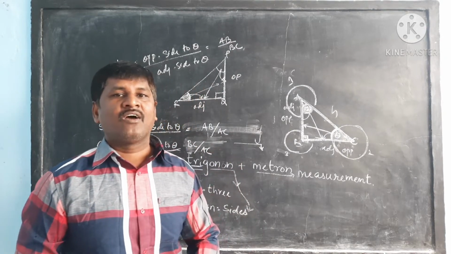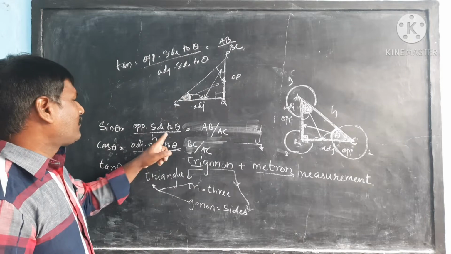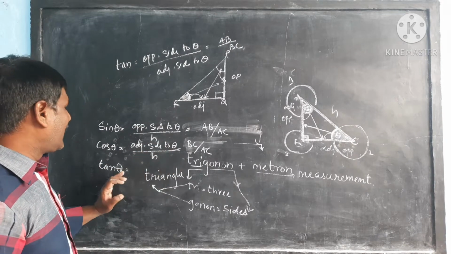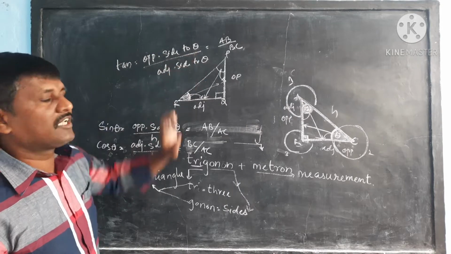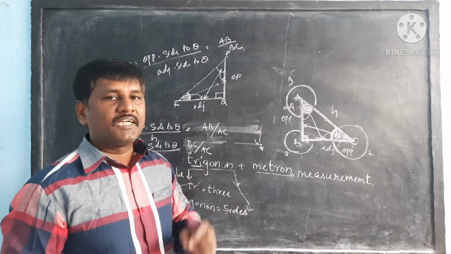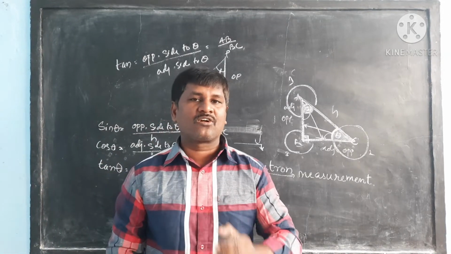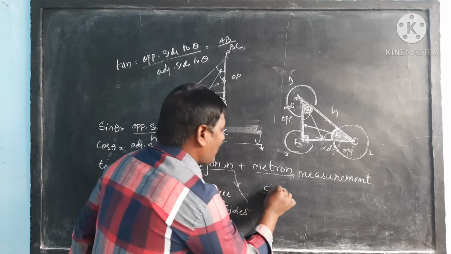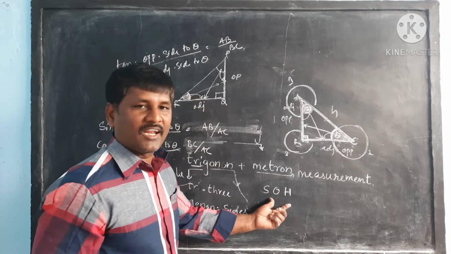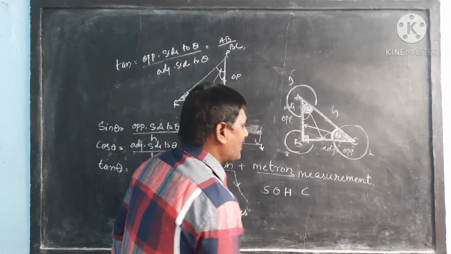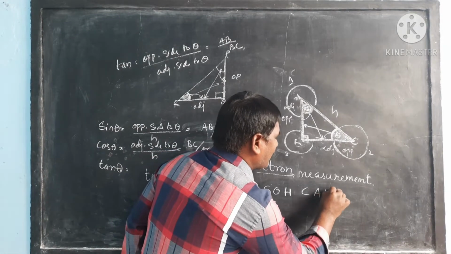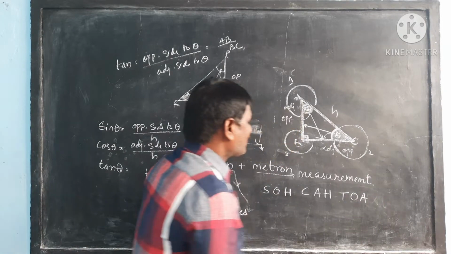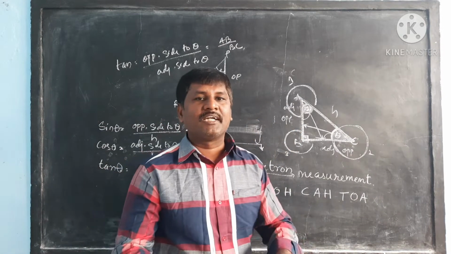They are sin theta, which is equal to opposite side to theta by hypotenuse, cos theta is equal to adjacent side to theta by hypotenuse, and tan theta is equal to opposite side to theta by adjacent side to theta. So I have prepared a shortcut trick for you to remember these 3 trigonometric ratios. Look, sin theta means opposite by hypotenuse, cos theta is equal to adjacent by hypotenuse, and tan theta is equal to opposite by adjacent. If you remember these, you have the 3 trigonometric ratios.